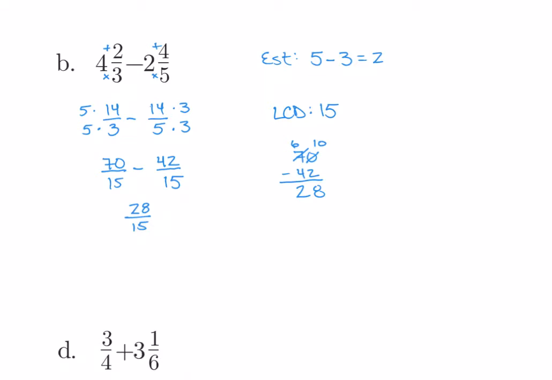We cannot simplify the fraction, there are no common factors, so the last thing I want to do is convert back to a mixed number. 15 goes into 28 one time, we multiply, get 15. And if we subtract, we get 13. So this is equal to 1 and 13 over 15.